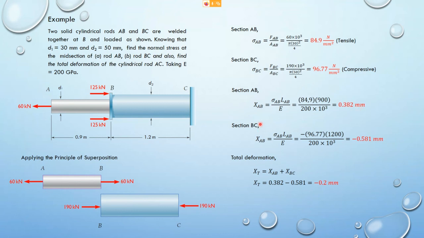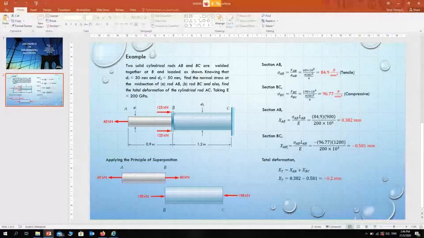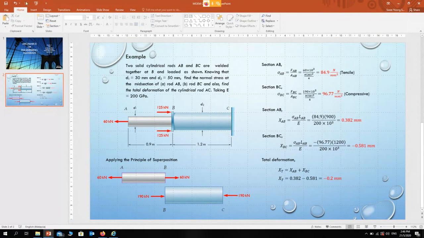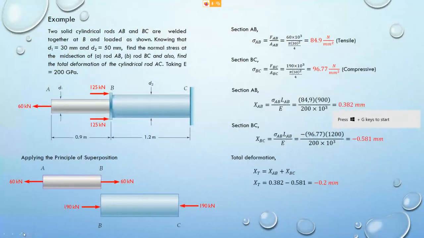Then for section BC, this should be BC. This should be BC here. Hold on for a second. Sorry, this should be BC and BC also. Oh my goodness, what am I doing.